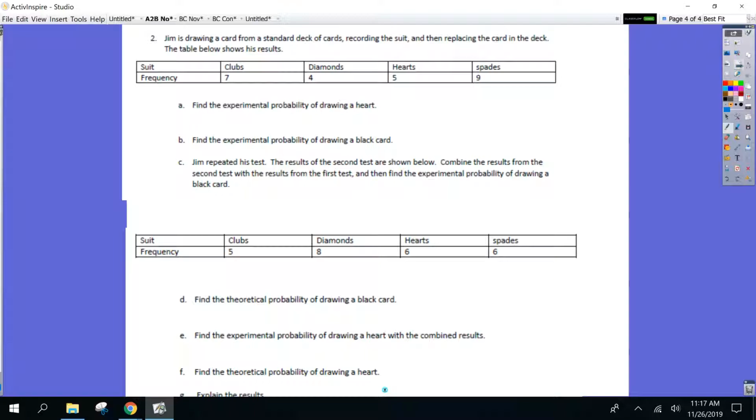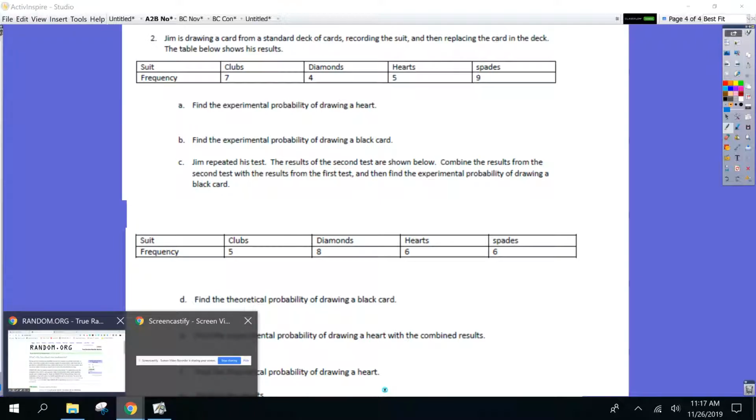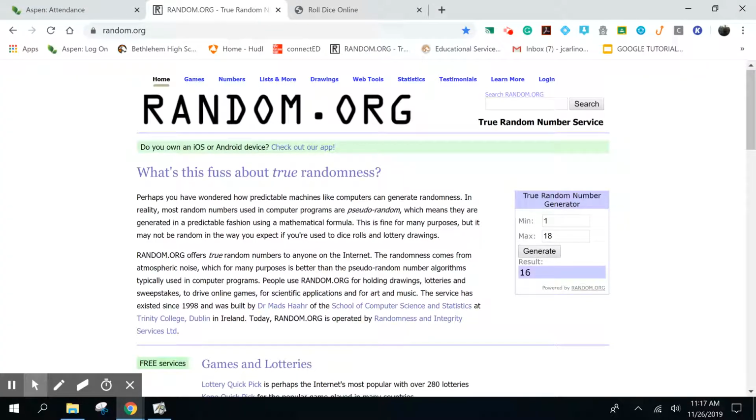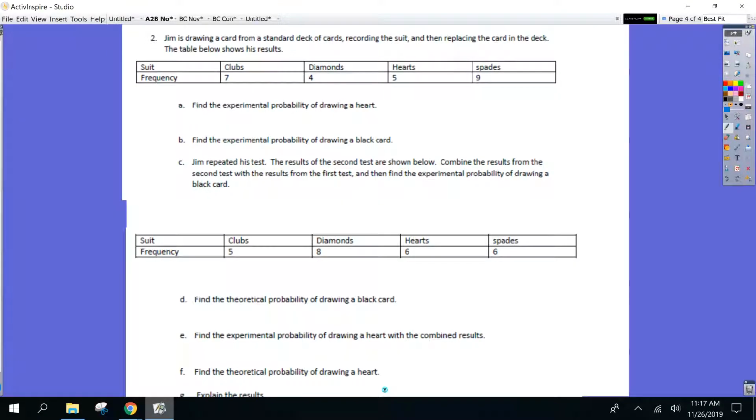Experimental probability of drawing a heart. So this is what he did. What's the probability he drew a heart? Experimental, not what should happen, but based on what he did. Here you go, 16. Do we have a 16? All right, Rachel. How many hearts did he draw? 5 out of how many cards total?